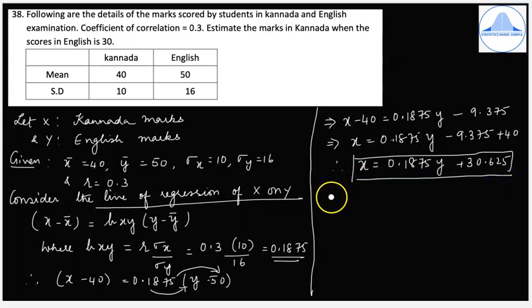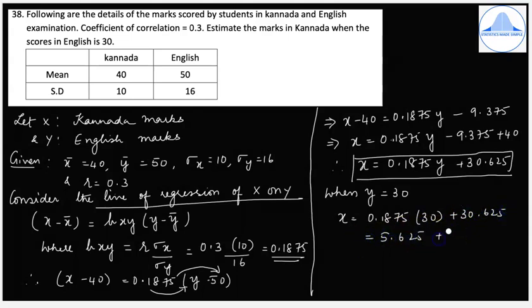Next we have to estimate the marks in Kannada when the marks in English is 30. So when Y is equal to 30, X is equal to 0.1875 into 30 plus 30.625, which is equal to 5.625 plus 30.625. So you'll get X is equal to 36.25 marks.